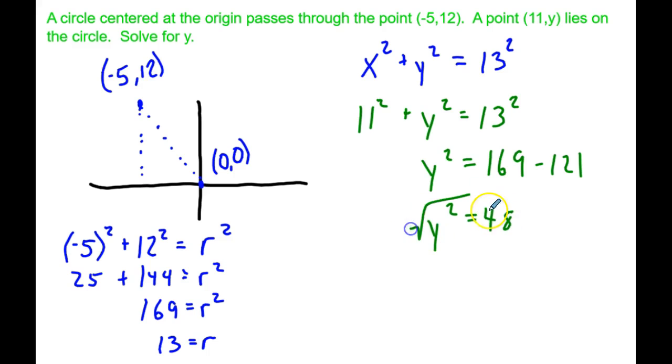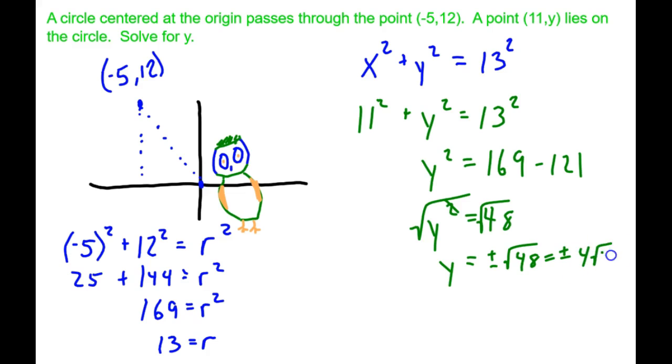Last step, take the square root. So we get y is equal to plus or minus radical 48. Which, if we're looking for factors that are perfect squares, we can simplify this down into plus or minus. 48 is the same as 16 times 3. Square root of 16 is 4 times radical 3. So there's actually 2 different values for y that, if we plugged in to this original point, would satisfy and be a point on the circle.